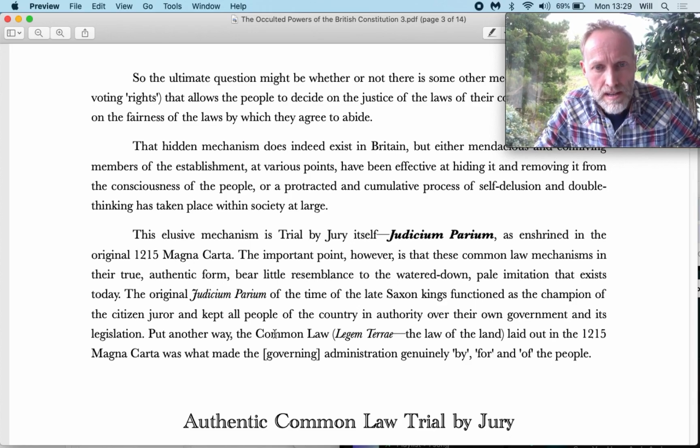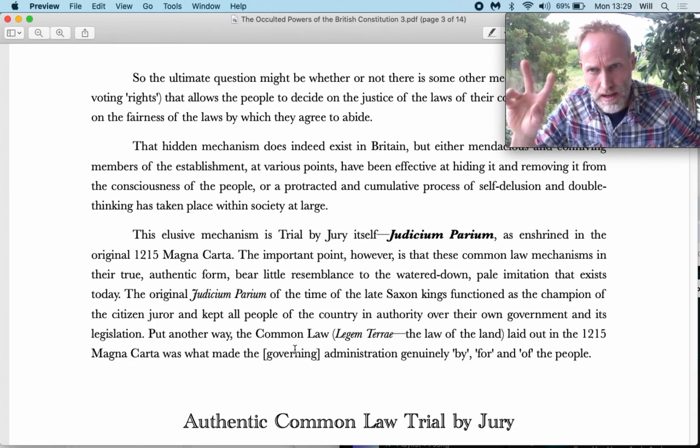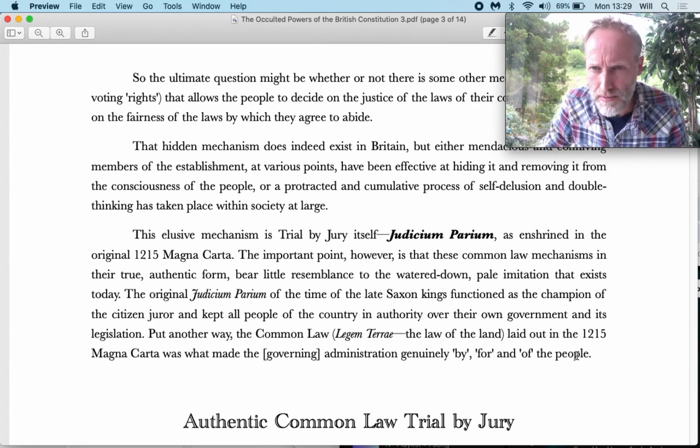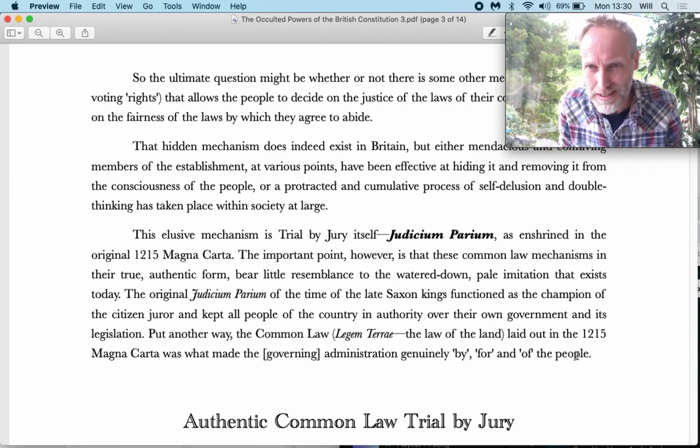Put another way, the common law, legem terrae, the law of the land, laid out in the 1215 Magna Carta, was what made the governing, and in brackets there, administration, genuinely by, for, and of the people. So that's borrowing a little bit of language from the founding fathers of the United States Constitution, which is this inevitability of it.